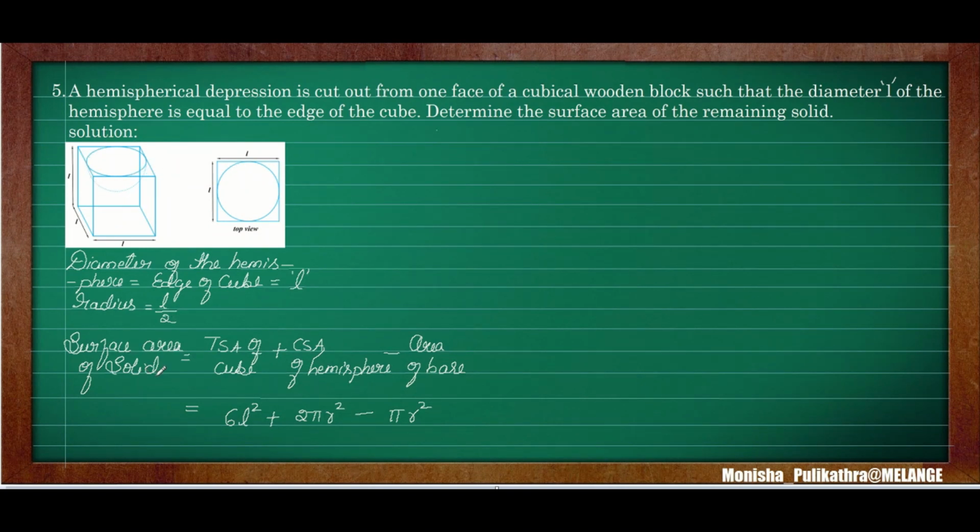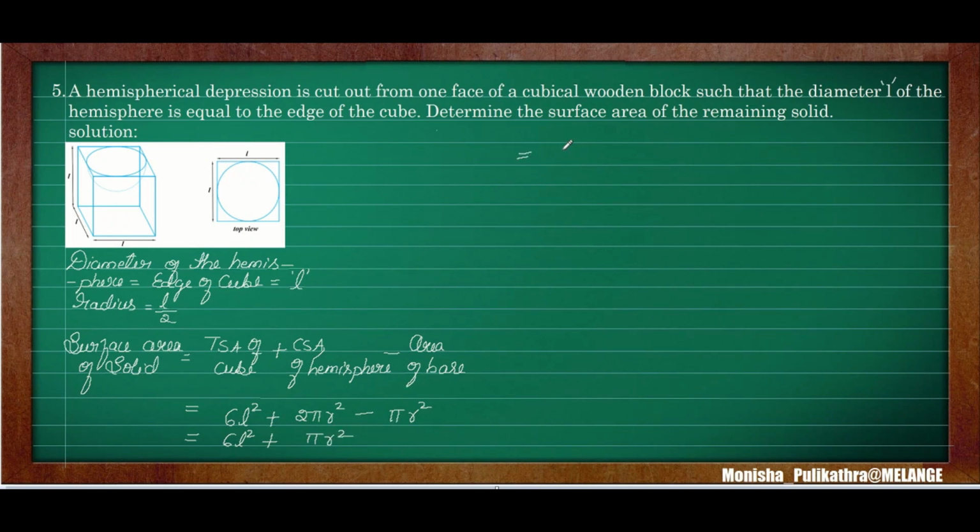So the surface area of the solid is equal to, first, the total surface area of the cube plus the curved surface area, only the curved surface area, not the total surface area, of the inner hemisphere, minus the area of its base. This base we need to subtract. So the TSA of the cube is 6L square, plus the CSA of the hemisphere, 2 pi r square, minus the area of the base, pi r square. So it is 6L square plus 2 pi r square minus pi r square, which is pi r square itself.